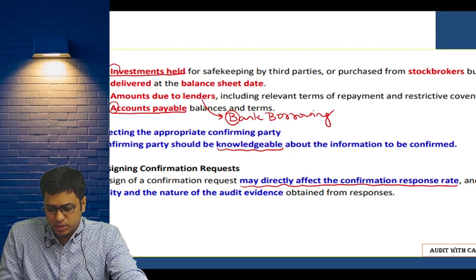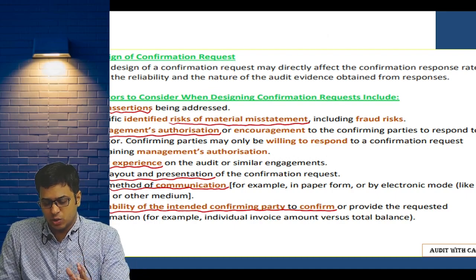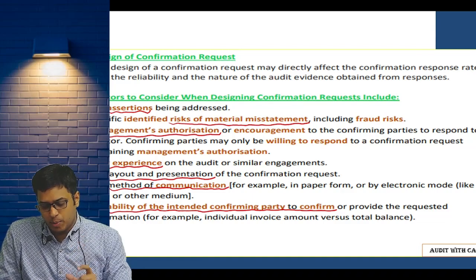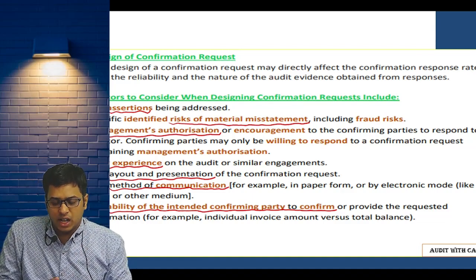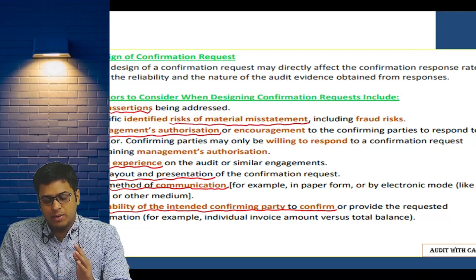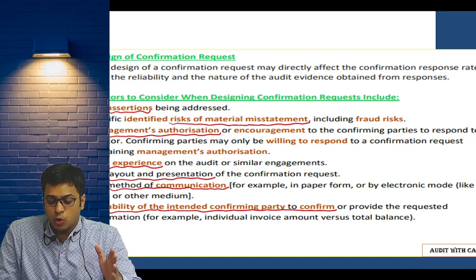Then we'll design the confirmation request. When we design the confirmation request, we'll keep some things in mind. And I want you all to see that diagram which will be there with you, and ensure that you are learning it in a proper manner. Please see here. Auditor will look at the assertion. Auditor will look at the risk of material misstatement regarding that matter. Auditor will see whether management has given the authorization to go and confirm with the third party. Auditor will look at his own prior experience.